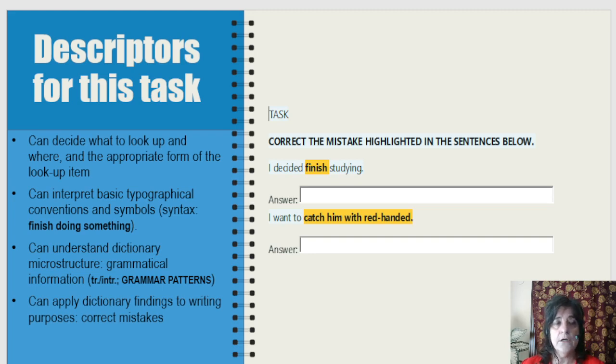Well, the learner should be able to decide what to look up and where, and the appropriate form of the lookup item. They should be able to interpret the basic typographical conventions, in this case the syntax for the highlighted items. They should be able to understand dictionary microstructure, in this case grammatical patterns, and finally be able to apply the findings to writing purposes. The purpose of this task would be to correct mistakes.